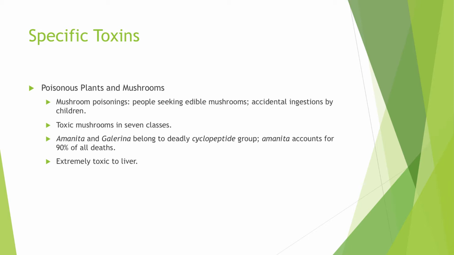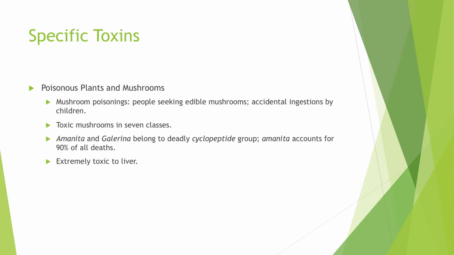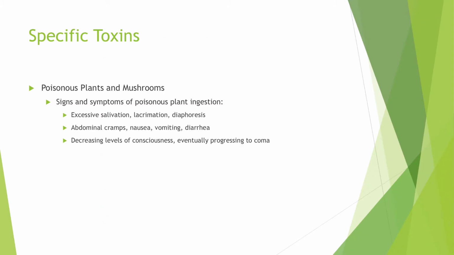Toxic mushrooms, there are 7 different classes of them. Some of the ones you'll see here is the Amanita mushroom. You can see here the Amanita and Galerina belong to the deadly group, and the Amanita accounts for 90% of all deaths, mostly from ingestion. They're very toxic to the liver. This is one of the ones you definitely do not want to be eating. So this shows you that 90% of the time people die from this mushroom right here when we have that kind of poisoning.